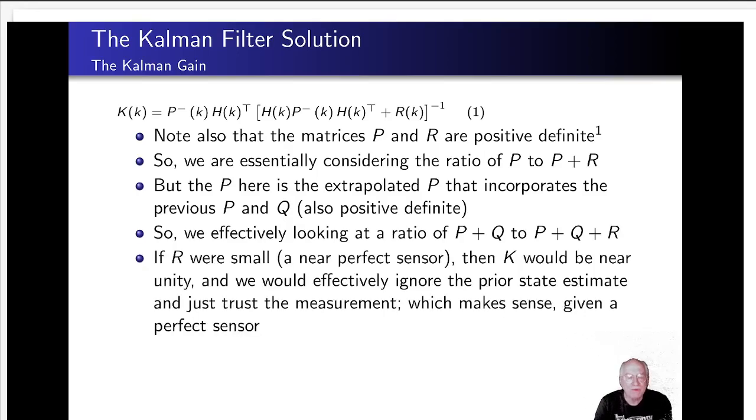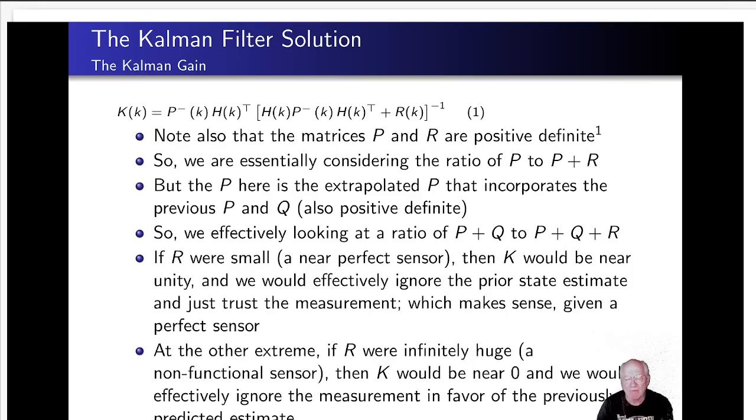All right? If R were small, indicating that we have a nearly perfect sensor, then K would be near unity, and we would then effectively ignore the prior state estimate and just trust the measurement, which makes sense given a perfect sensor. You ought to trust the measurement. However, at the other extreme, if R were very large, then K would actually be near 0 because we would have a large number, if you will, or a huge matrix in the denominator. So K would turn out to be 0 or near 0. And we would effectively ignore the measurement in favor of the previously predicted estimate.